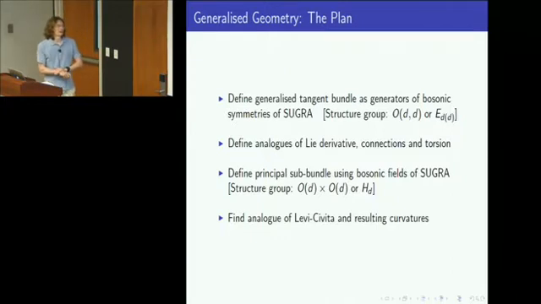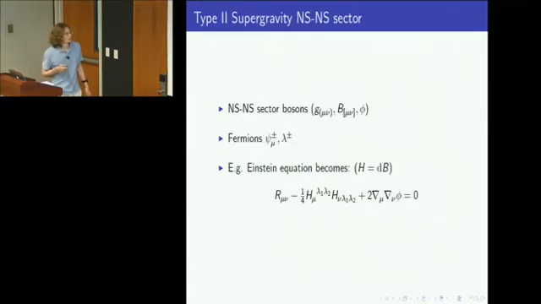And we then use the supergravity bosonic fields to define a principal subbundle, or a reduced structure group, on the generalized tangent space. We then look at the Levi-Civita connection and find that the resulting curvatures give us what we want. So that's basically the plan. So now some details.